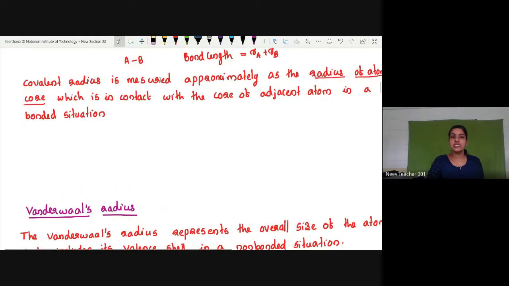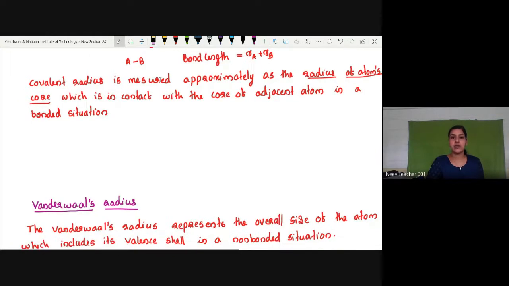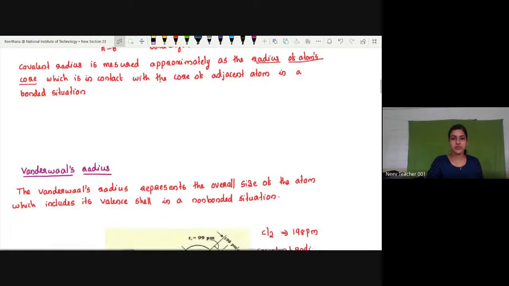This is the radius of the atom core which is in contact with the core of the adjacent atom in a bonded situation. And what is van der Waals radius? Van der Waals radius is just the overall size of the atom. It represents the normal radius of an atom, or it is the radius which includes the valence shell in a non-bonded situation.